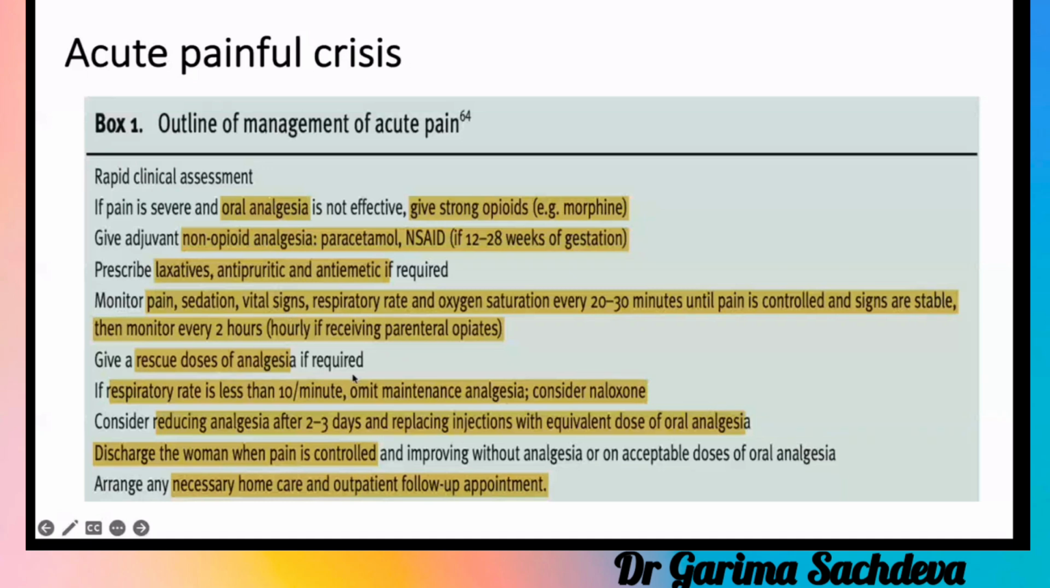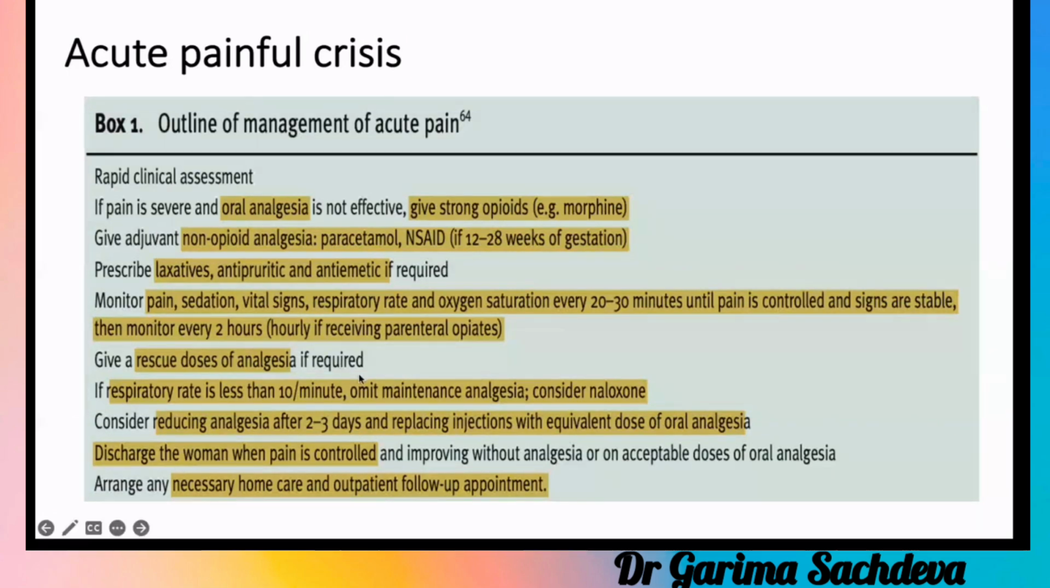So this is how you manage the acute pain. You'll do a clinical assessment. If the pain is severe and oral analgesics are not effective, then you give them strong opioids like morphine. Also, you give adjuvant non-opioid analgesia like paracetamol and NSAIDs if she's between 12 to 28 weeks.